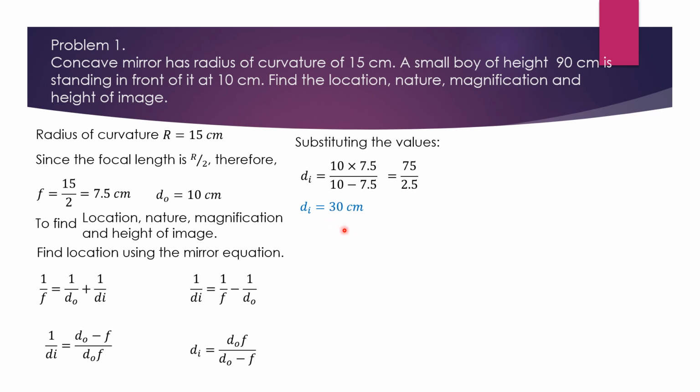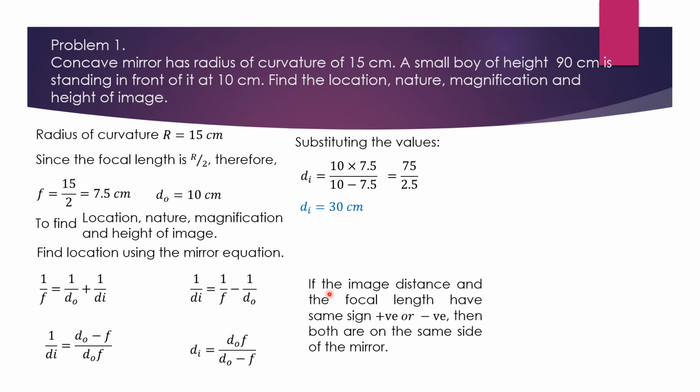It is a positive distance. If the image distance and the focal length have the same sign, positive or negative, then both are on the same side of the mirror. Now, like I said, distance of the image is positive. Focal length is also positive. That means both are on the same side.